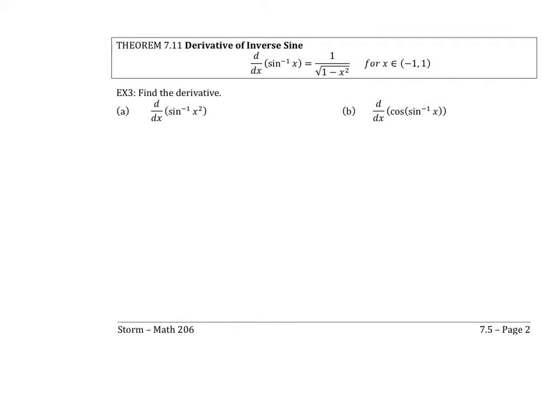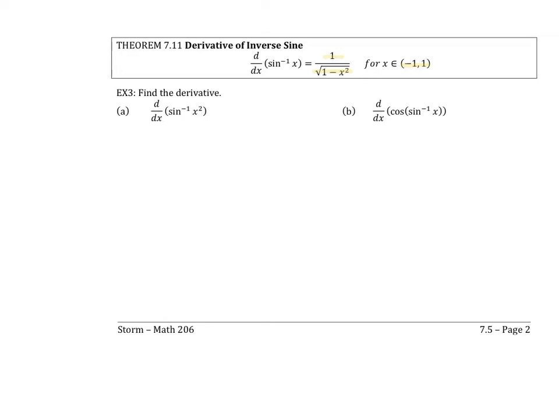So now let's do some calculus with our inverse trig functions. Now in this theorem 7.11, the derivative of the inverse sine is equal to 1 over the square root of 1 minus x squared. Okay. And here we're restricted to just x values from -1 to 1, and we can't include the -1 or the 1 because that will make our denominators undefined.